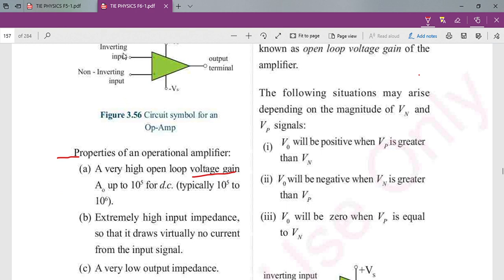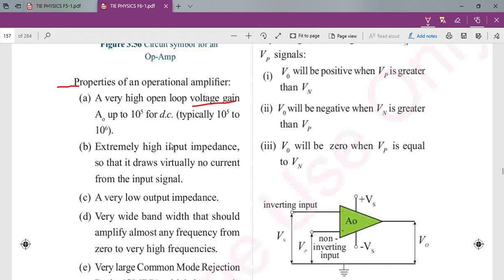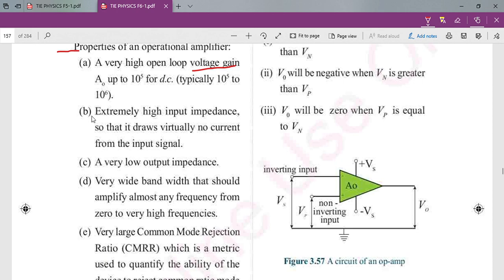Because current cannot flow through this junction into this region, we have to establish a certain pathway that can take the input signal to the output. That's why we say it has high input impedance. And a very low output impedance, the opposite of this one. You can read this, because these are the three basic properties of the operational amplifier.